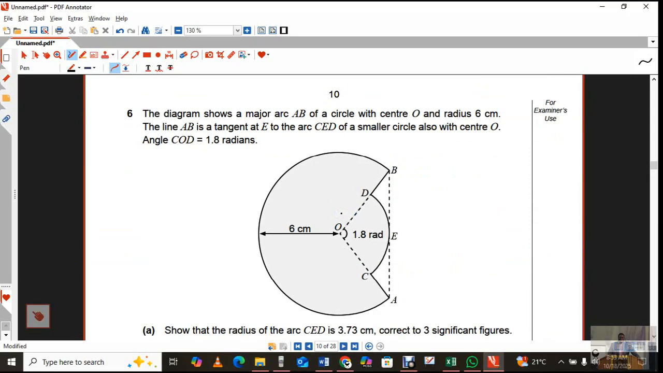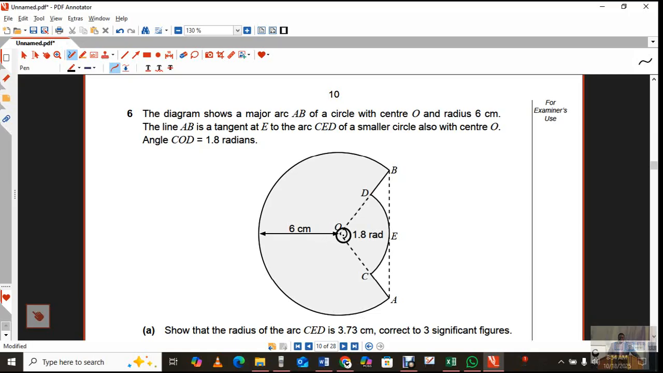Okay, this brings me to question 6. The diagram shows a major arc AB of a circle with center O and a radius of 6 centimeters. The line AB is a tangent at E, very important, to the arc CED of a smaller circle, center O, and angle COD is 1.8 radians, as you can see. They say show that the radius of arc CED is 3.73 to 3 significant figures.